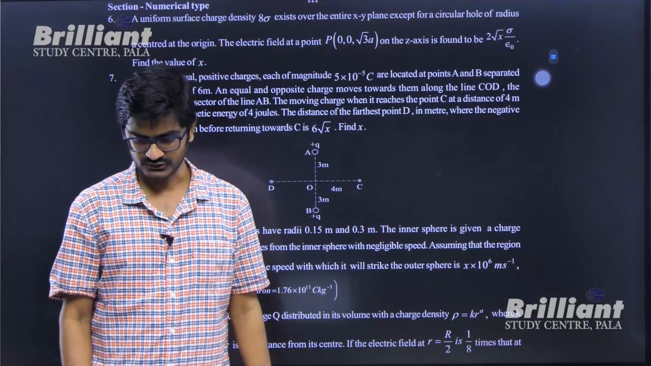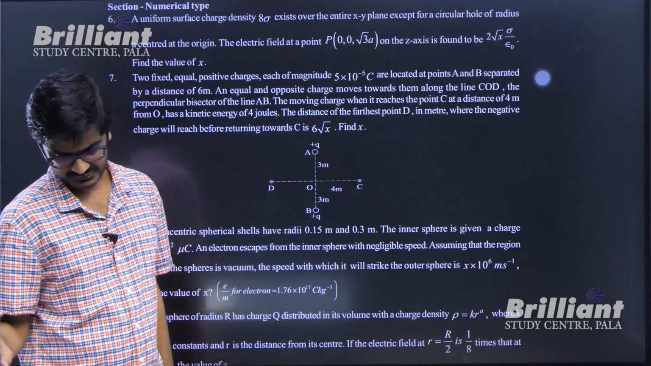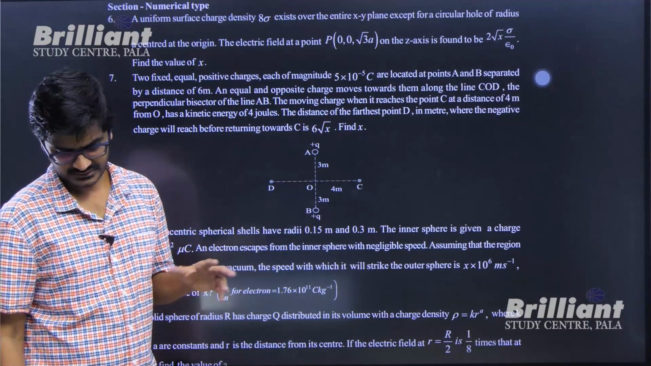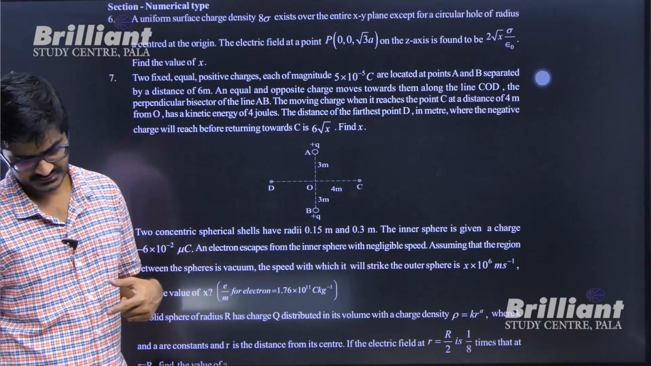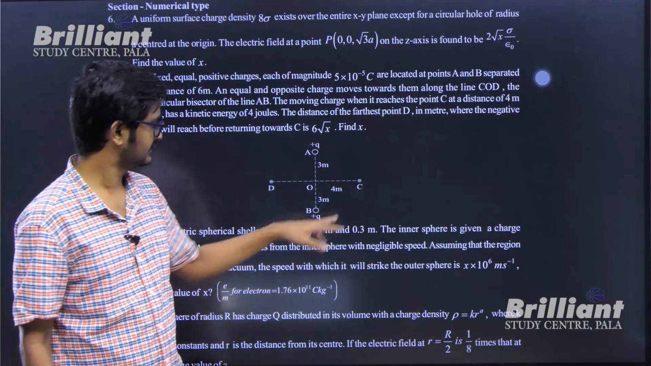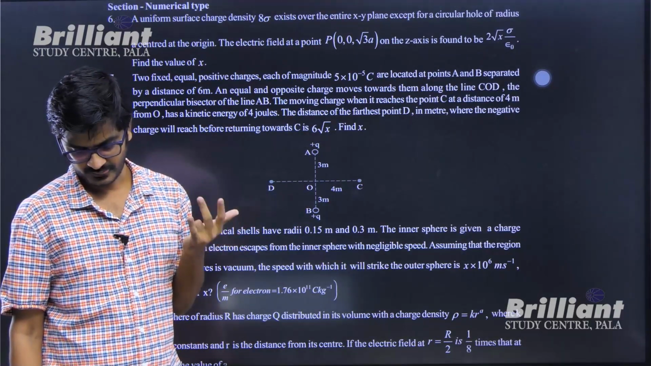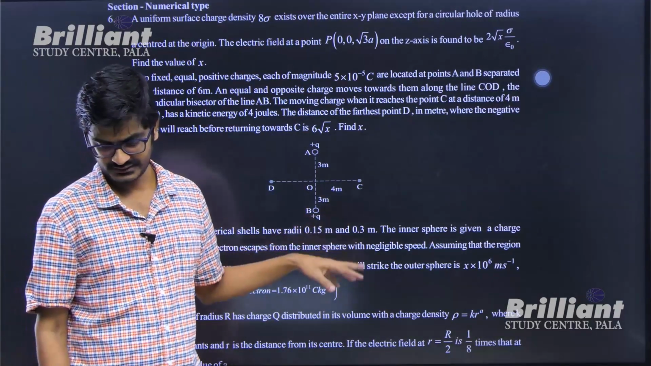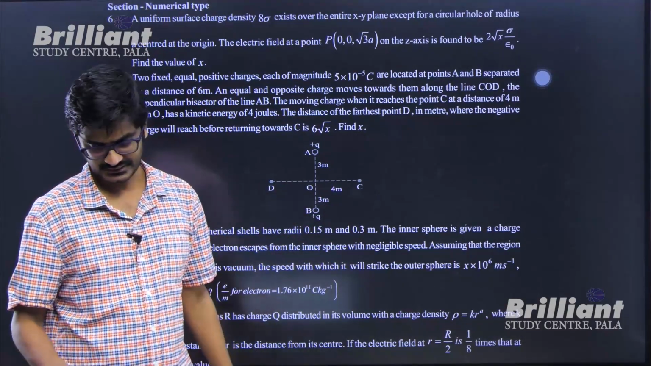Two fixed equal positive charges, each of magnitude q, are located at E and B, separated by a distance. An equal and opposite charge moves towards them along the line COD, the perpendicular bisector. The moving charge, when it reaches the point C, has kinetic energy. So what is the farthest distance it can reach?